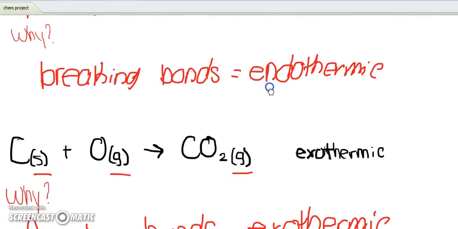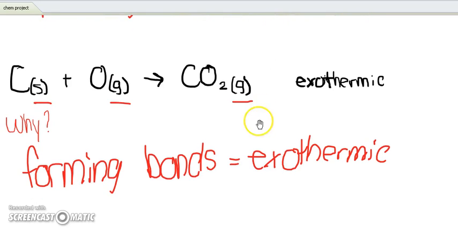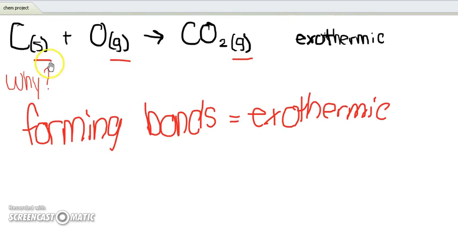Okay, down here we have carbon solid and oxygen gas, as you can see I highlighted here, all forming CO2 gas. We've got two individual things coming together, so forming bonds is an exothermic reaction.